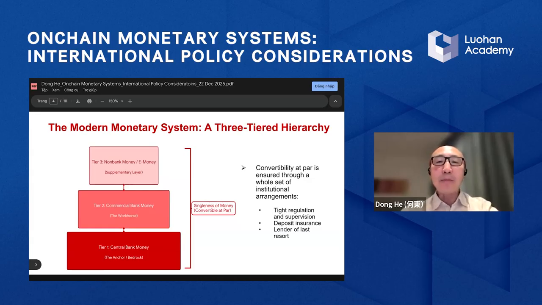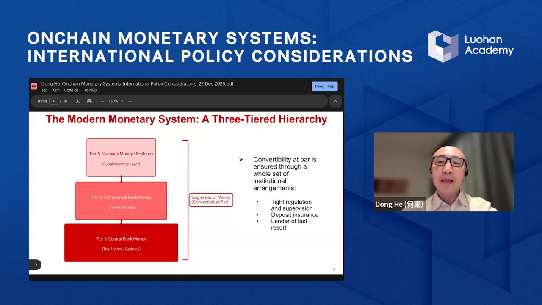to extend central bank money, we have commercial bank money. That's really the workhorse of a modern monetary system. Most of the heavy lifting nowadays is done by commercial bank money, and that, of course, is created by commercial banks by extending loans. And that money is convertible to central bank money at par.